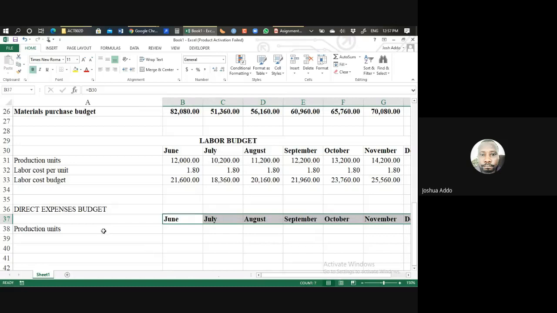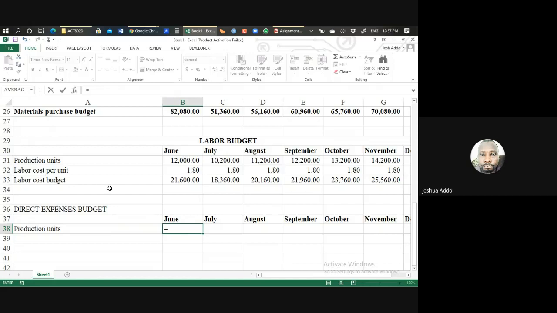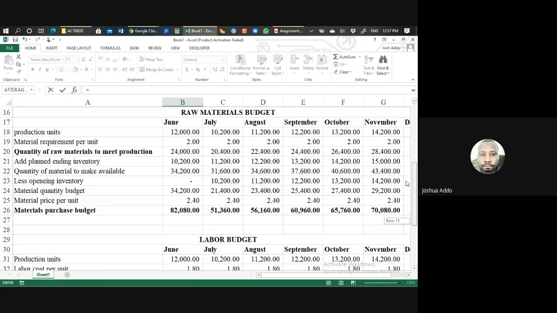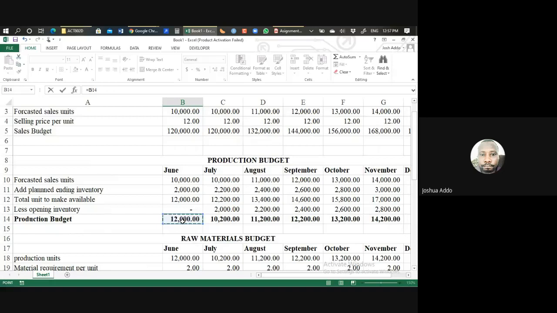And production units, for being lazy, because I have the production units right here, let me just call them from here. It will be the same, but originally you have to call them from the production budget, because that's where the original values are. This is the production units, the amount of units we have to produce.